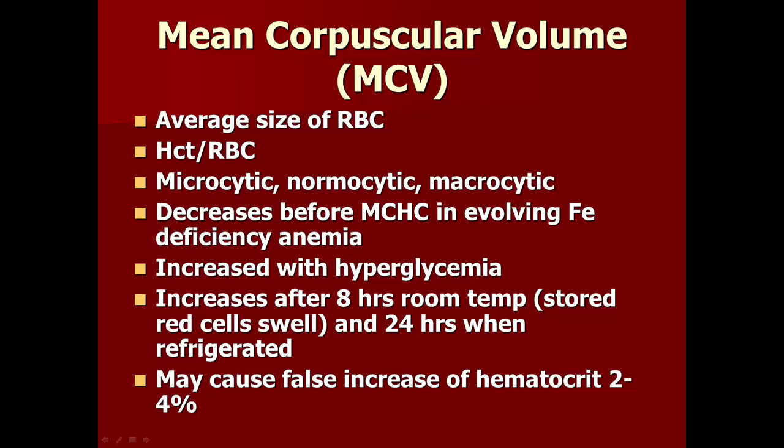What's important is that very frequently the mean corpuscular volume will decrease on your labs before the mean corpuscular hemoglobin concentration in an evolving iron deficiency anemia. So even though we would look at both the MCV and the MCHC, we know that the measurement of the volume tends to decrease before the hemoglobin concentration does, and so it is an earlier sign.